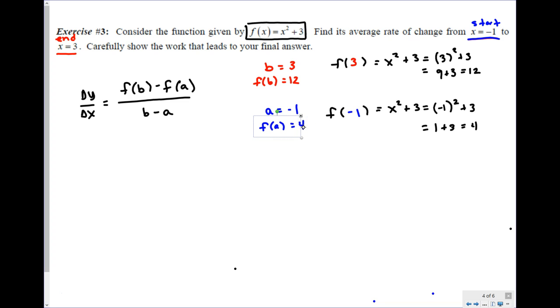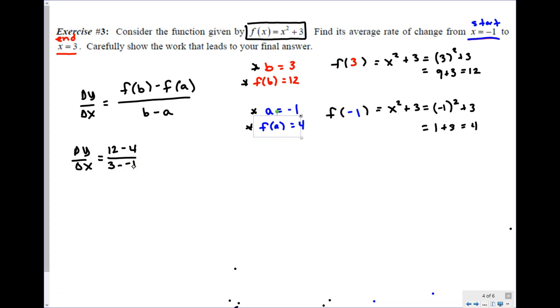Now I just have to plug these values in. So into my formula, I have my change in y over change in x. Instead of f of b, what am I going to plug in? I'm going to plug in 12. Instead of f of a, I'm going to plug in 4. Instead of b, I'm going to plug in 3. And instead of a, I'm going to plug in -1.